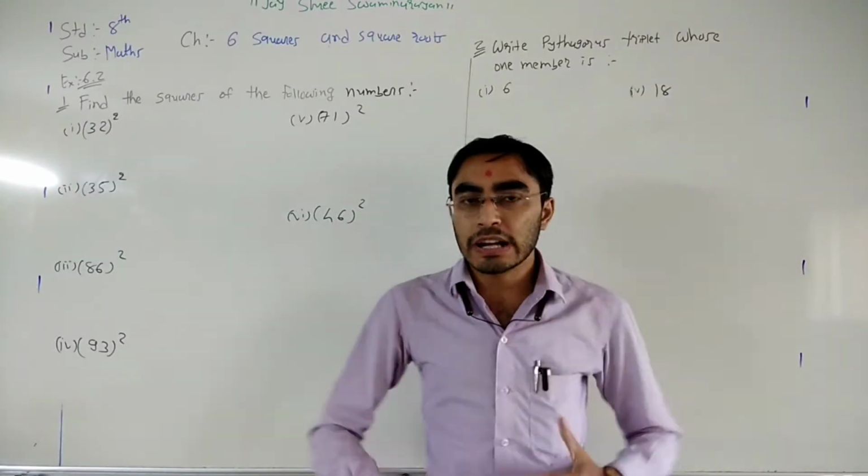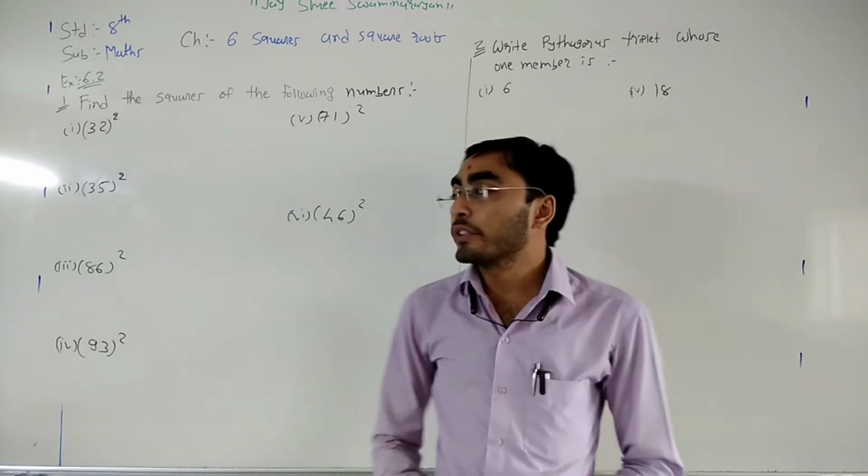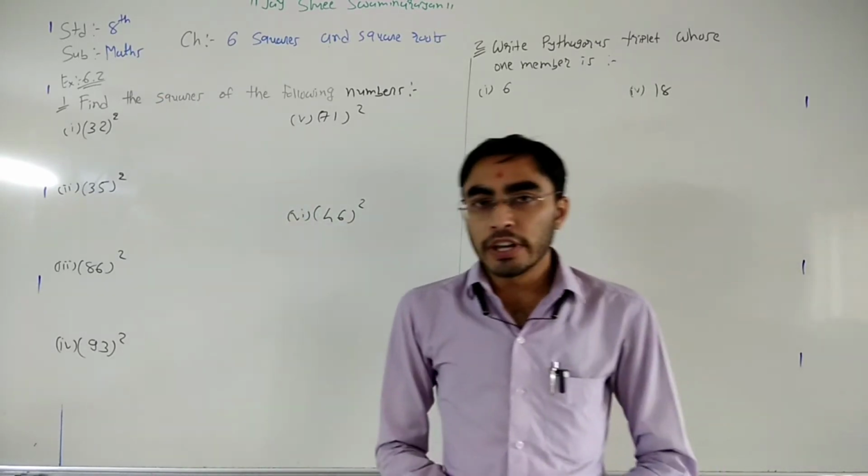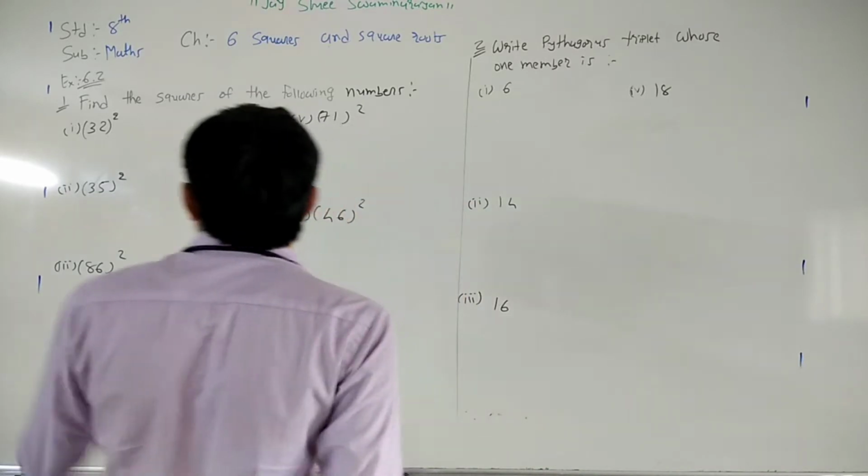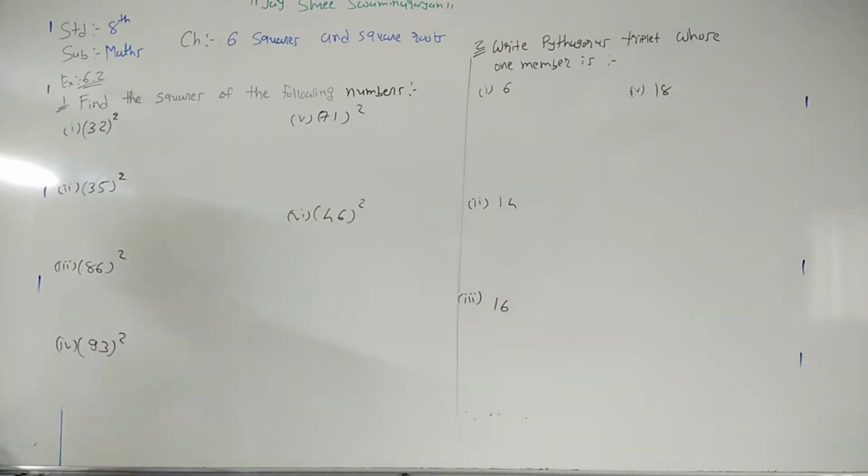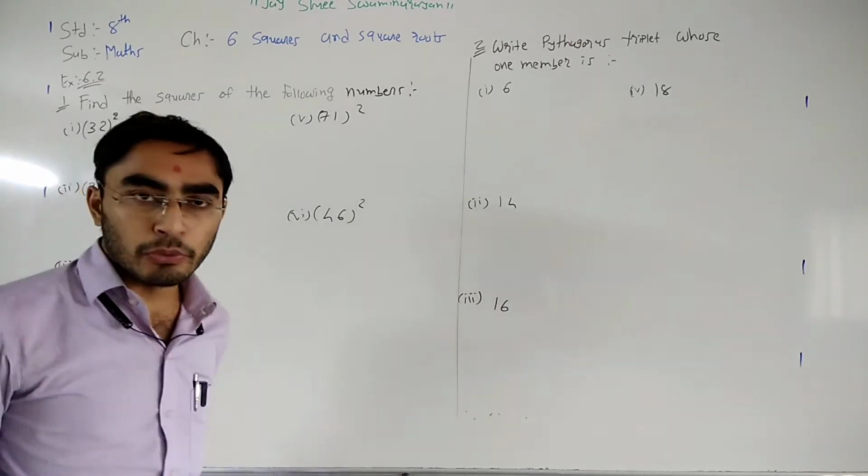In this video we start our new exercise 6.2. So let's start with question number 1. First of all, read this question. Find the squares of the following numbers.